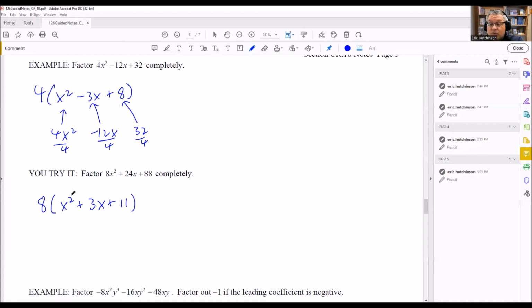Again, you can always multiply back through to make sure you get exactly the same thing that you started with. So 8 times x squared, we get 8x squared. 8 times a 3x would give you 24x. 8 times 11 would give you 88. So we know we factored it correctly.